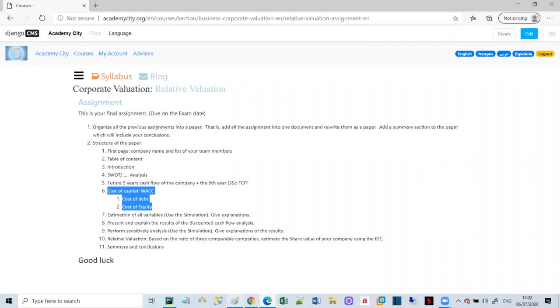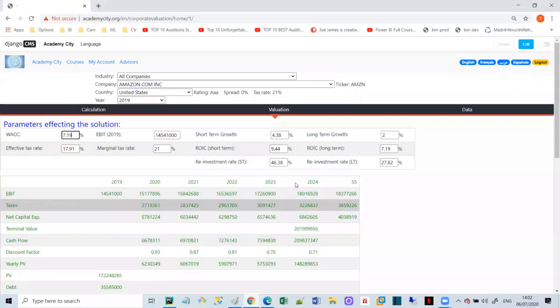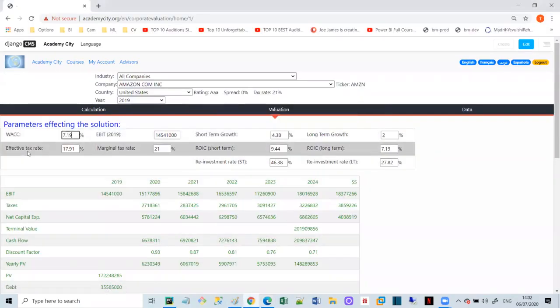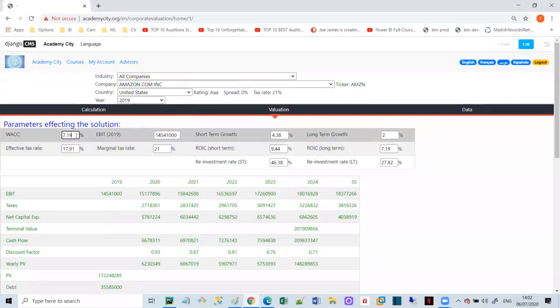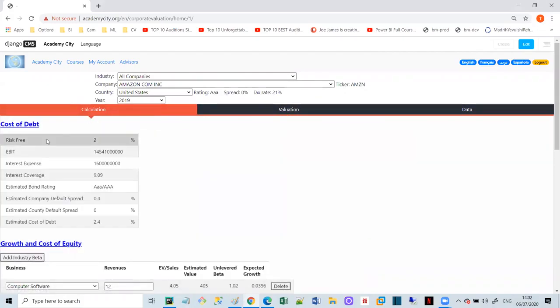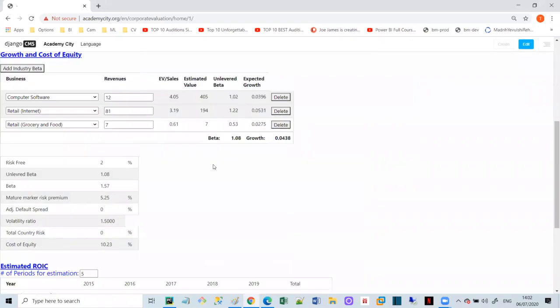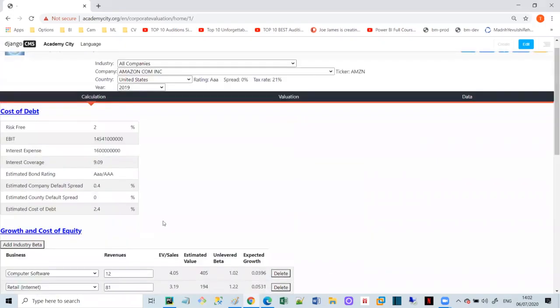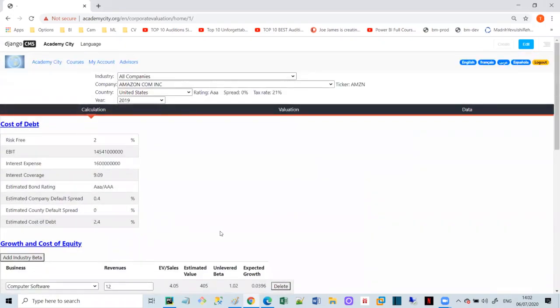How would I present it? I will go here and say, okay, our calculation shows WACC of 7.19, based on our calculation of the cost of debt and the cost of equity. And then I'll take a screenshot of the debt. Go ahead.